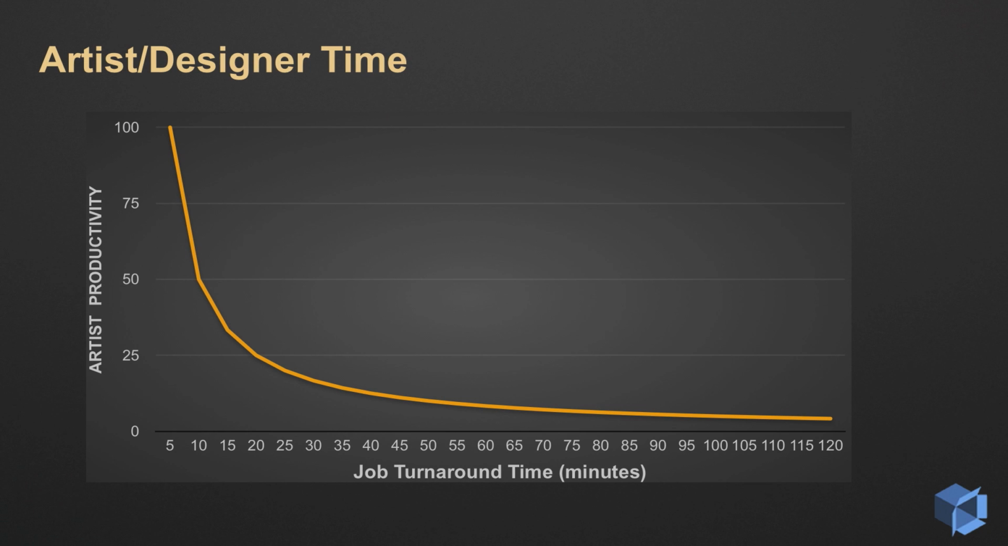So we have a nice little graph here, which has artist productivity on the left and the job turnaround time at the bottom. And the idea here is, if you can imagine painting using a paintbrush to paint a painting, and every time you do a brush stroke, it takes minutes before you see the result, or hours or days or weeks, there would never be a Mona Lisa, right? So the faster the artist or the designer or the engineer can see the result, the better they work.